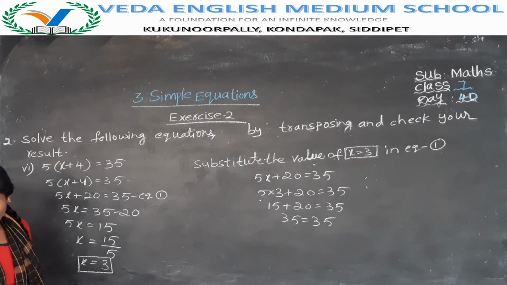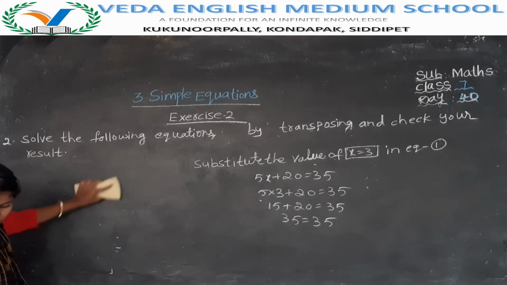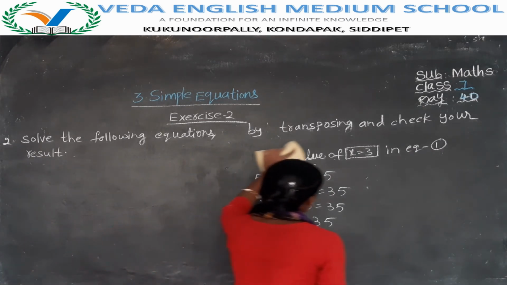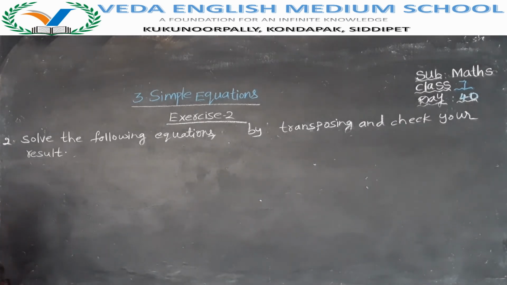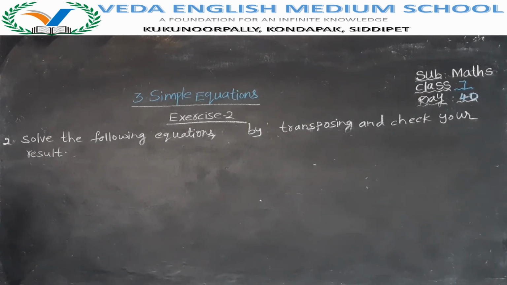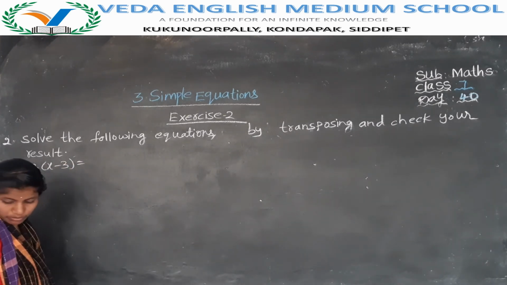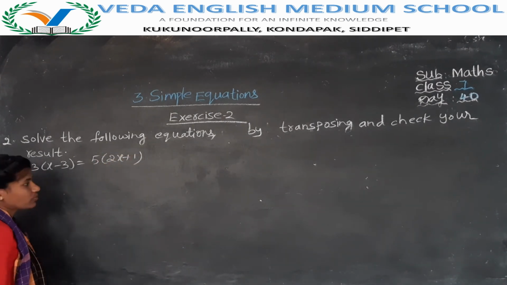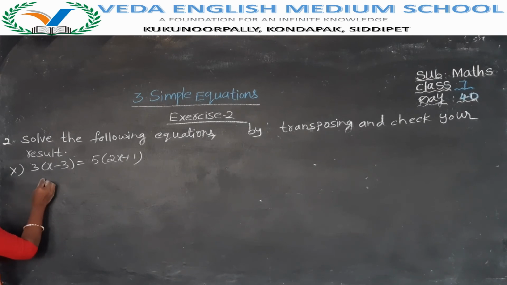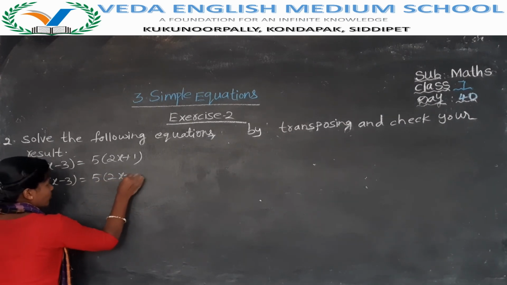Next, 10th one. 3 into x minus 3 is equal to 5 into 2x plus 1. You have to complete all the remaining problems. Same like the first one just now.